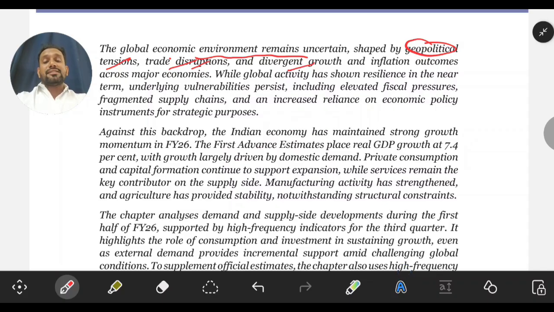And the survey says that the 7.4% growth rate is driven by what? Increased domestic demand. Along with domestic demand, private consumption and capital formation are also helping a lot with regard to the growth rate of the Indian economy. Now let us discuss these three important concepts.